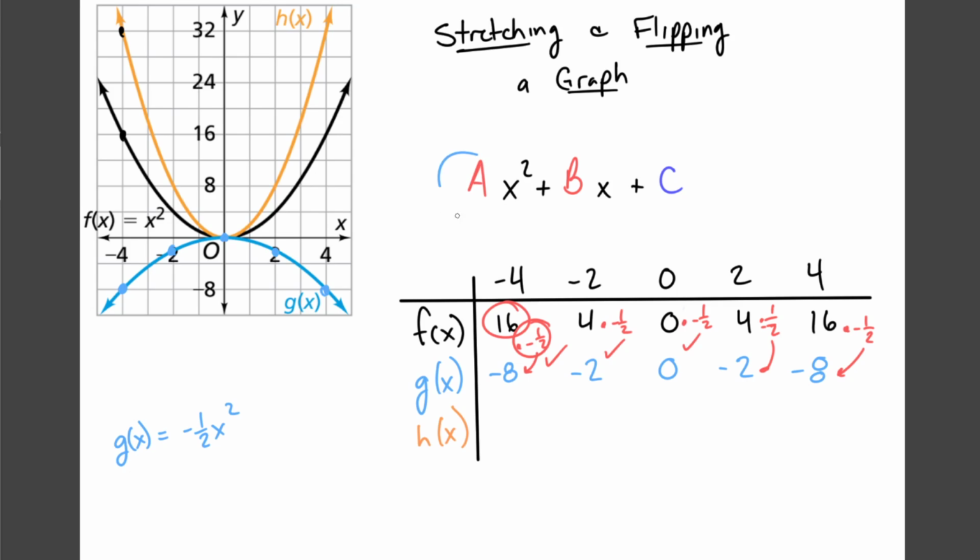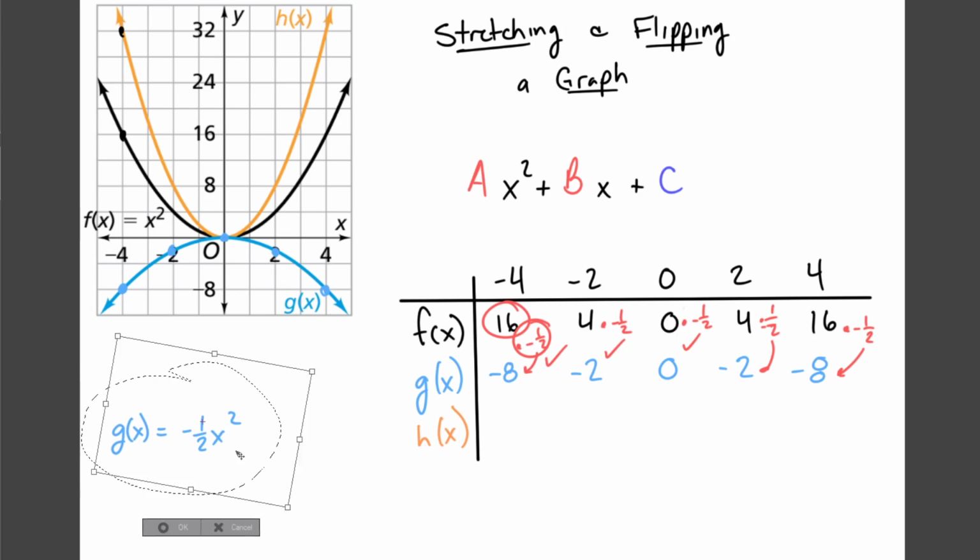We found the answer with a. So a is going to be the main coefficient that's going to cause this to either stretch or flip, depending on what we do with it. Cool? So now we have g of x's equation. We're going to go through and find h of x's.